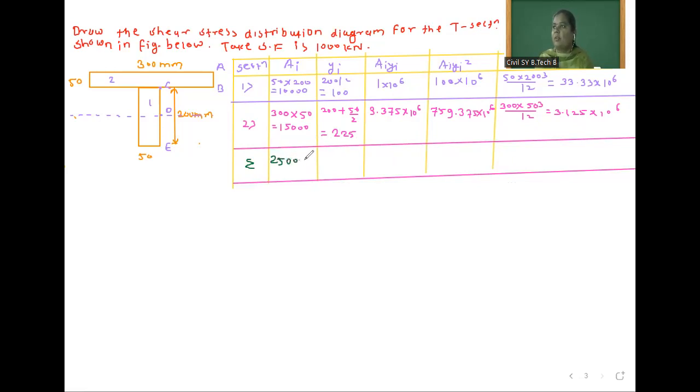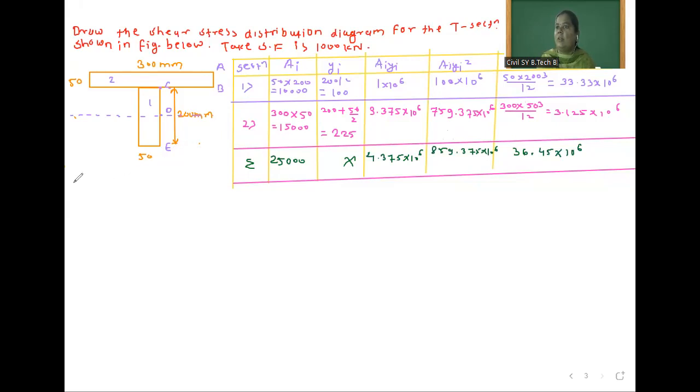25,000. Okay, this YI is not required. AIYI is 4.375 into 10 raised to 6. AIYI square is 8,375 into 10 to the power 6, and summation of I self is 36.45 into 10 to the power 6.